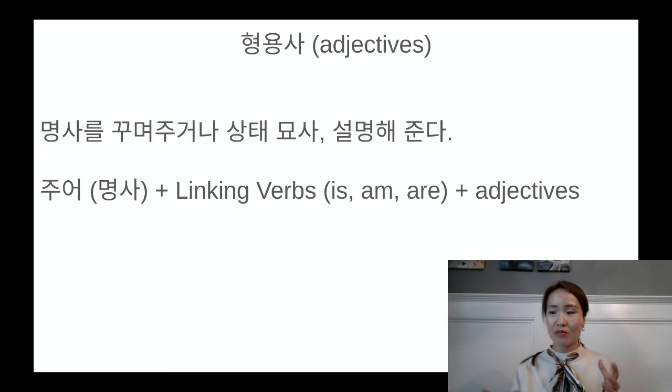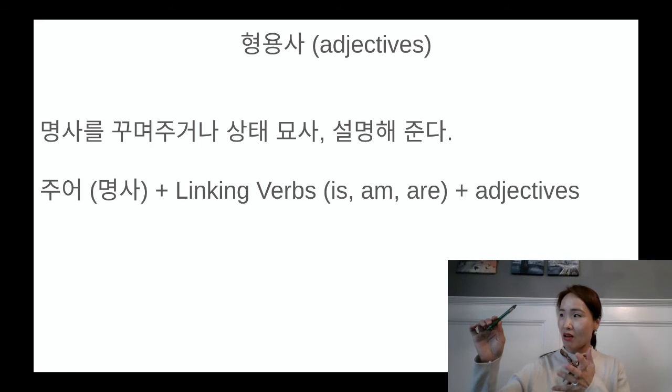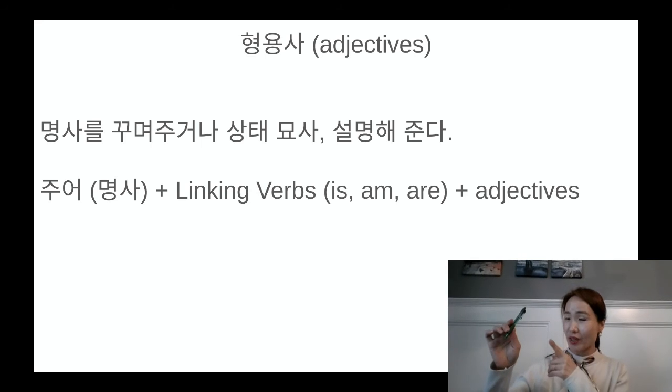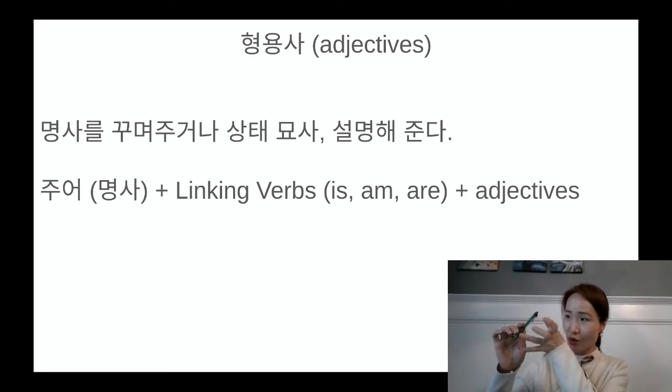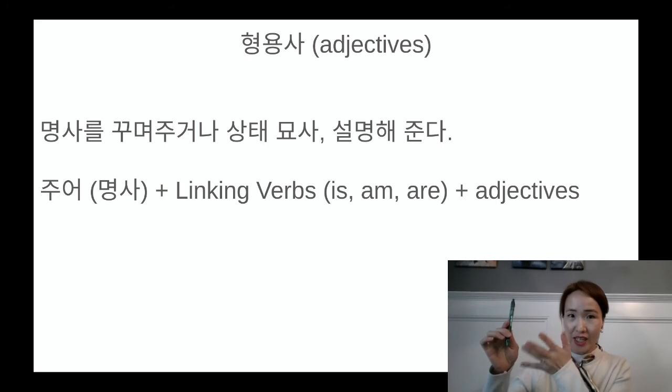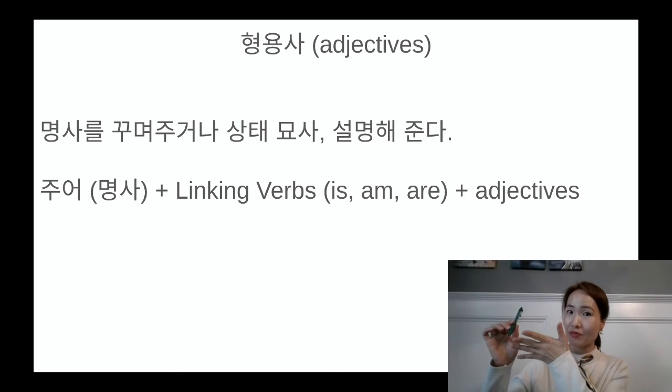So what is the adjective? An adjective usually describes or modifies the noun, right? For example, this is a noun, pencil, and then you want to describe the noun. So you can say this pen is short, or this pen is green. It's a green color. So you modify or describe the noun, okay?